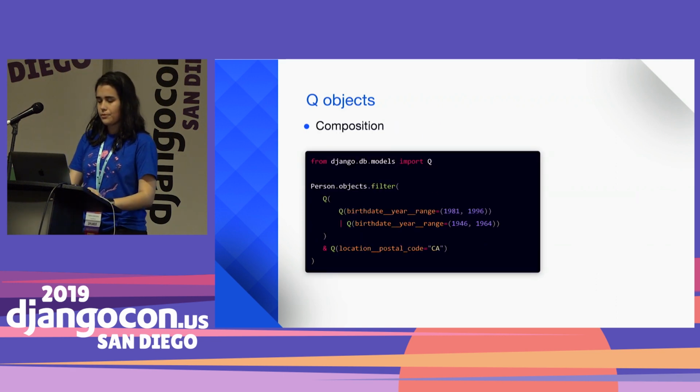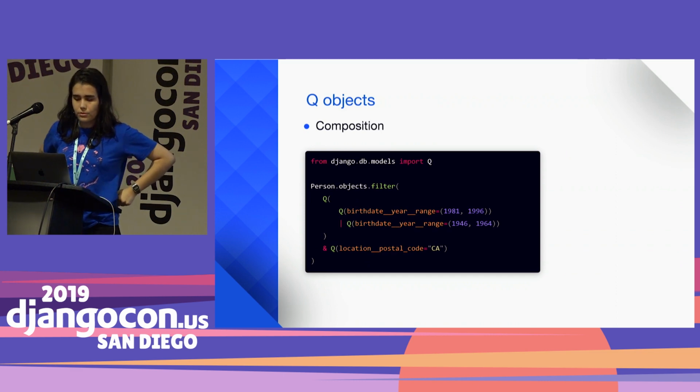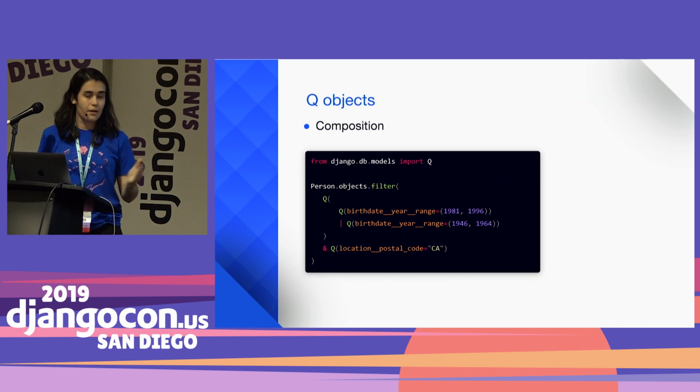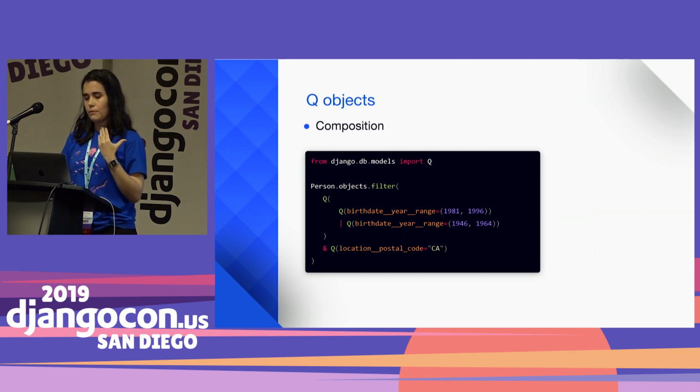In case you want to add more conditions, it's possible to compose complex filters with Q objects as well. Remember our first filter by years? Now we've added a location filter inside a Q object as well. So this will filter by anyone who was born in one of these ranges of years and lives in California. You can mix Q objects using the operators, the ampersand or the vertical bar. To include more conditions, you can just add more Q objects and separate them, and it's all good.